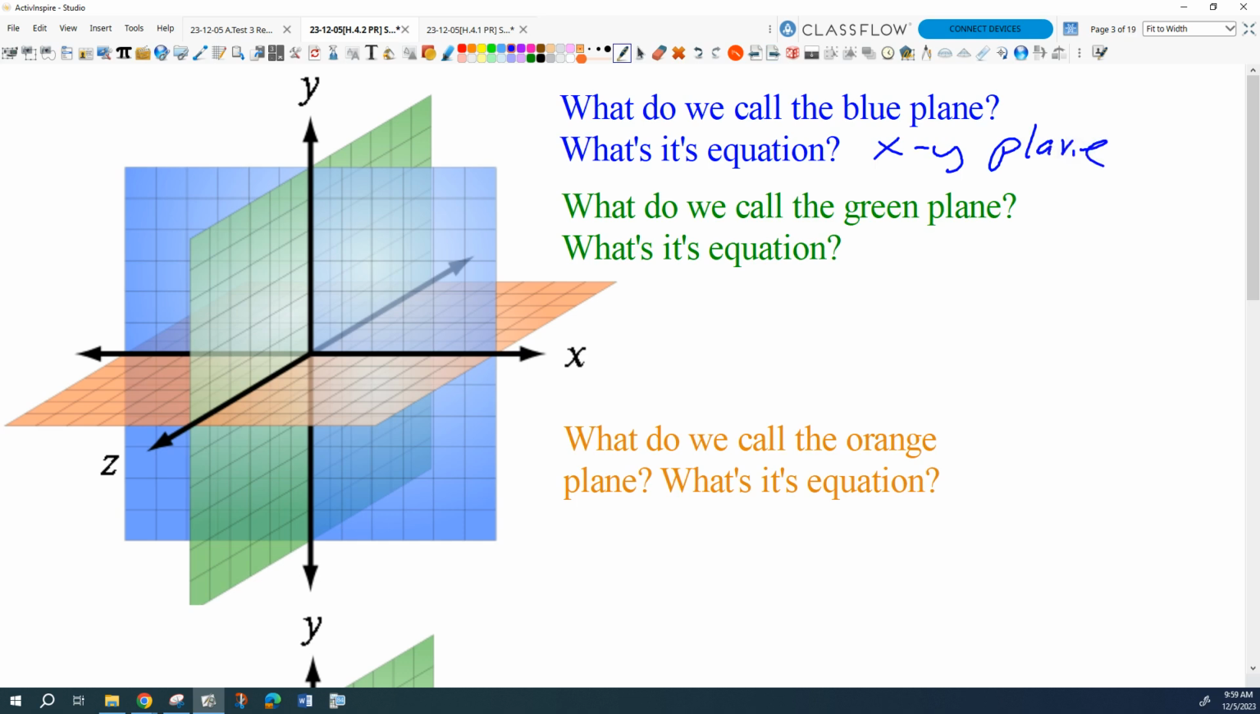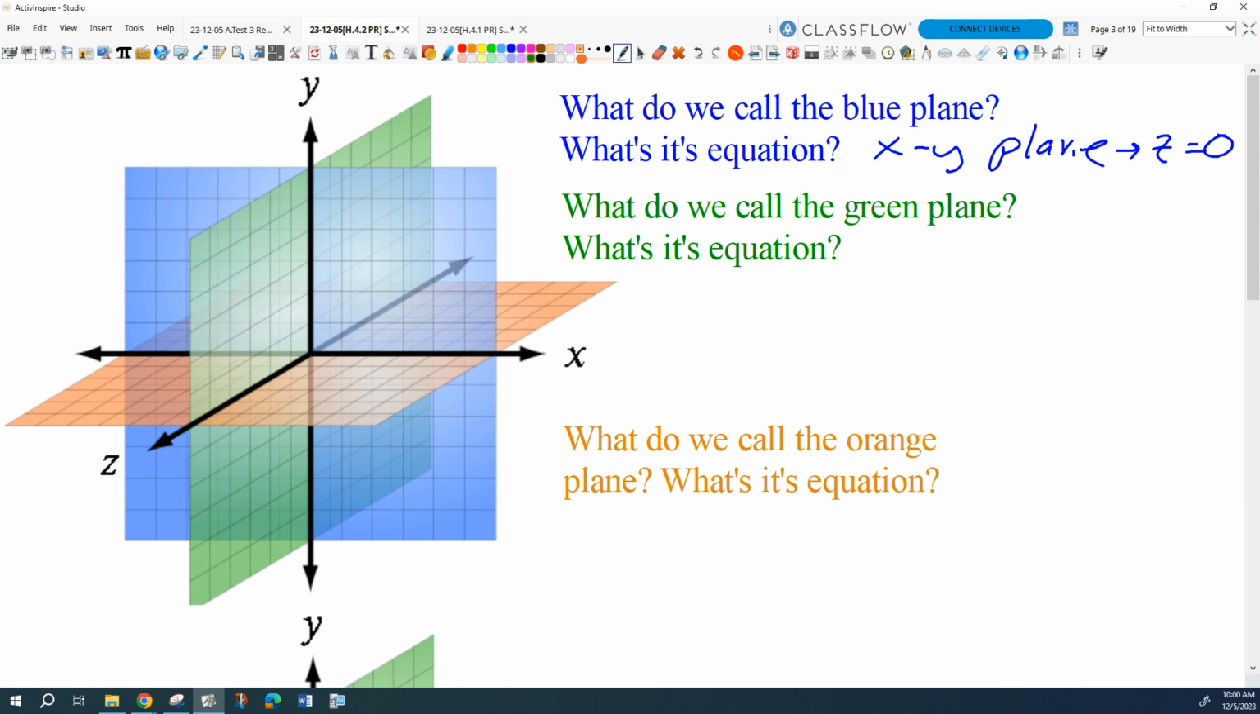Okay, more importantly, what's the equation of the XY plane? Z equals 0, right? Does that make sense? Because the only thing that has to be true in the XY plane is that Z has to be 0. X and Y could take on any values. Agreed? Okay, so the equation is Z equals 0.